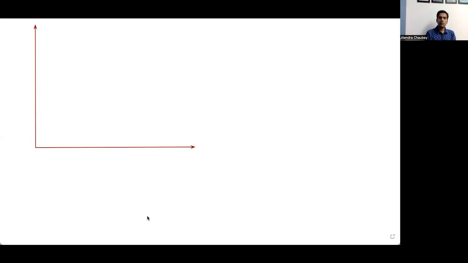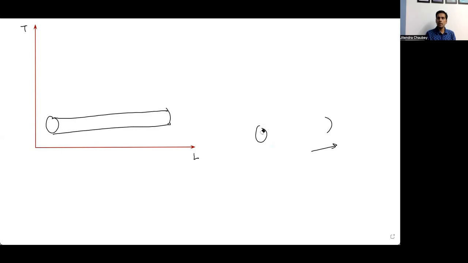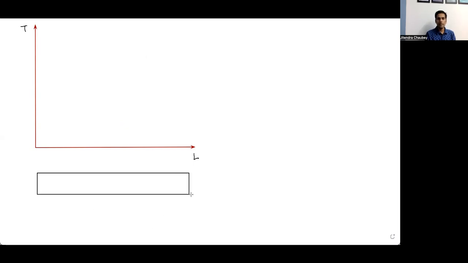This graph is basically length versus temperature. Length means if you imagine a tube, it will have a length. It's like a tube in which fluid is flowing. I will draw the tube below the graph so it will be very easy to imagine. Let us say there is a tube. This tube has maintained the temperature of 5 degrees Celsius. T surface is equal to 5 degrees Celsius throughout the surface.